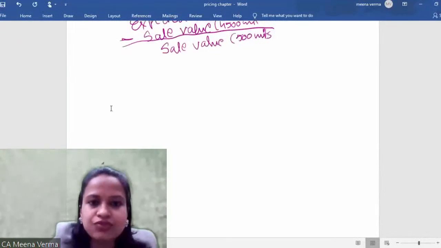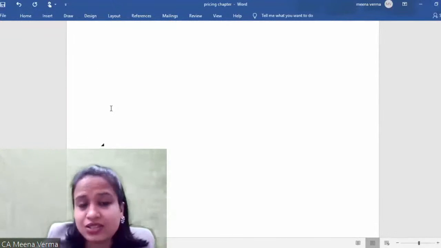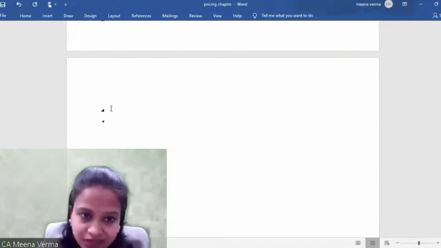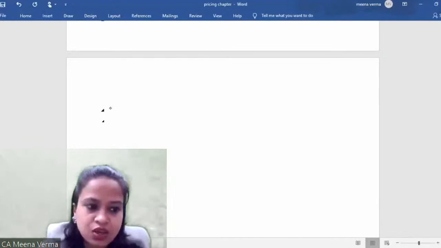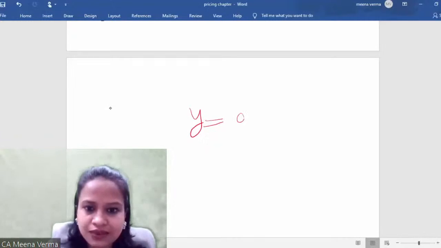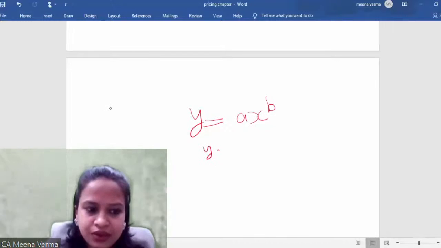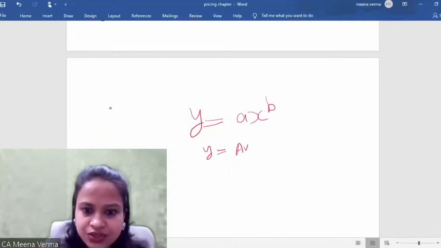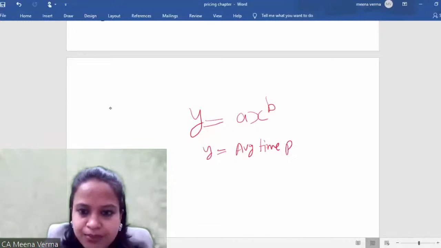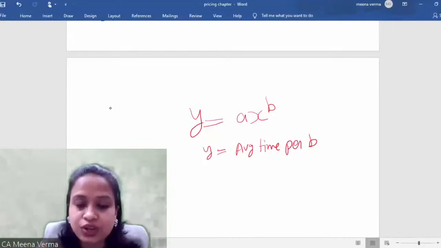See, the formula for the learning curve, I don't know whether you know this or not. I think it is not in CA Inter. I'm considering that it is not in CA Inter. So in such a case, the formula for the learning curve is Y = AX^b. Learn this formula. What is Y here? Y is the average time per batch, or per unit if you are doing the production unit-wise.